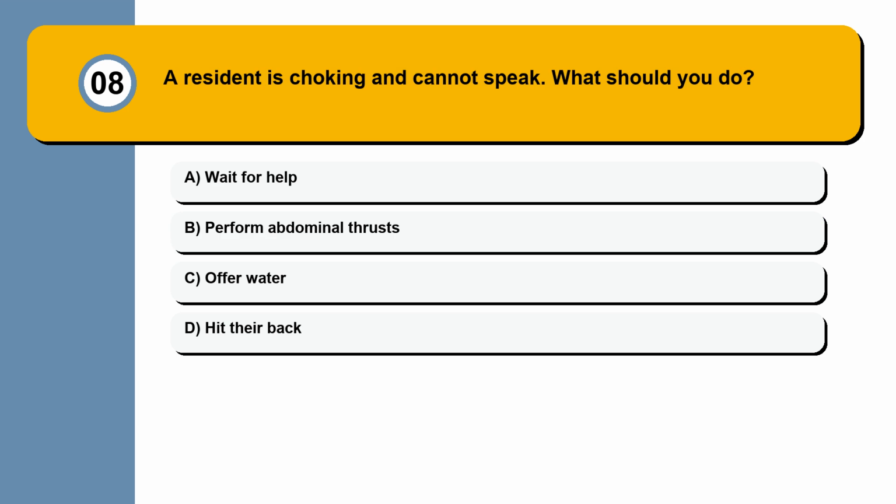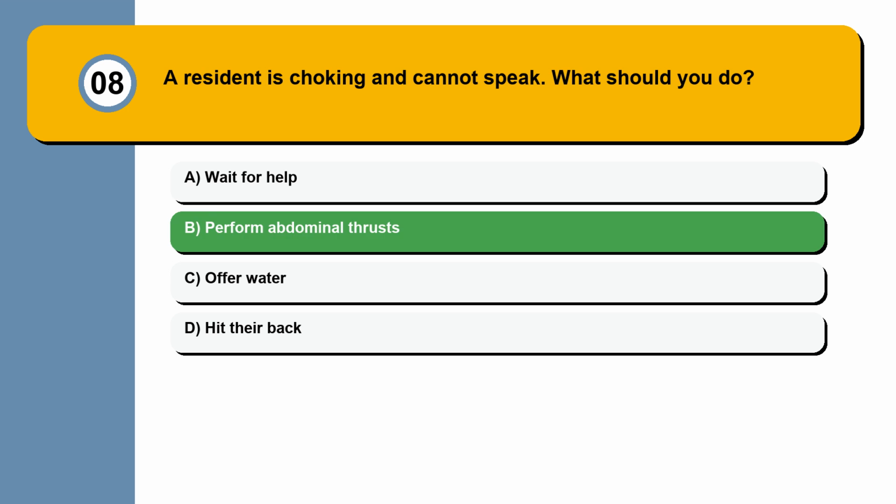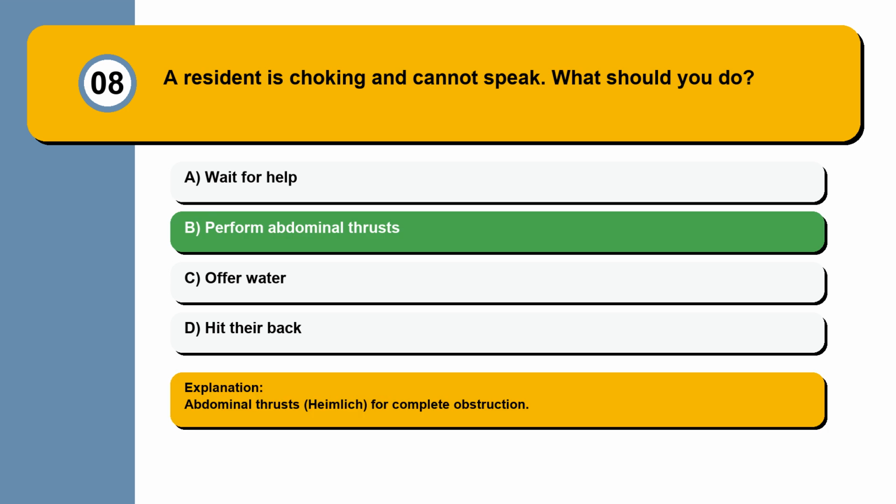Question 8. A resident is choking and cannot speak. What should you do? Wait for help. Perform abdominal thrusts. Offer water. Hit their back. Abdominal thrusts, the Heimlich, for complete obstruction.